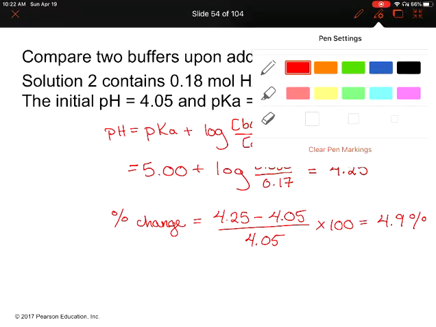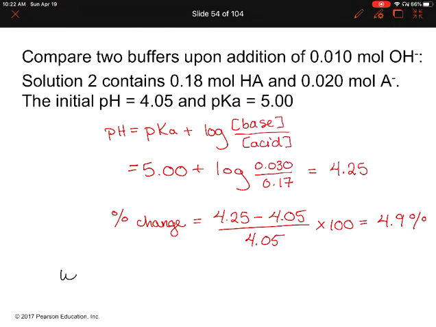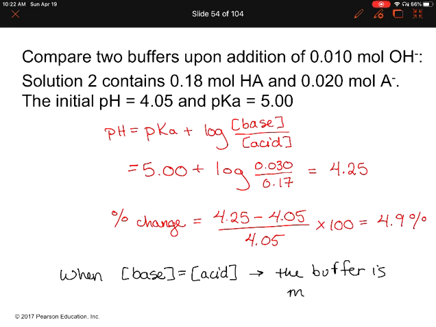So really the conclusion here is when the concentration of the base is equal to the concentration of the acid in our buffer, the buffer is more effective. And then additionally, remember that we want pretty high concentrations of both acid and base.